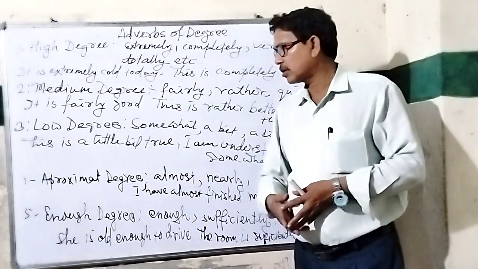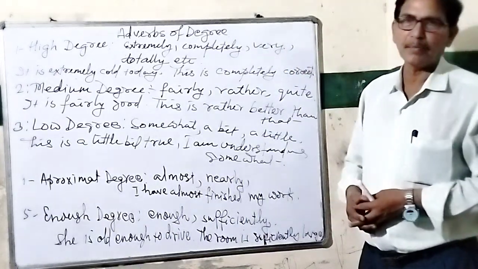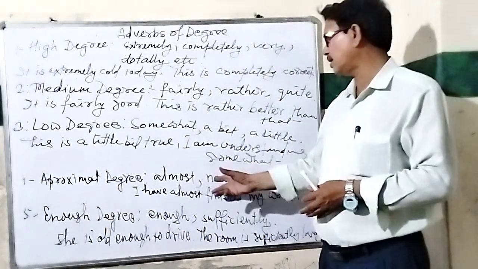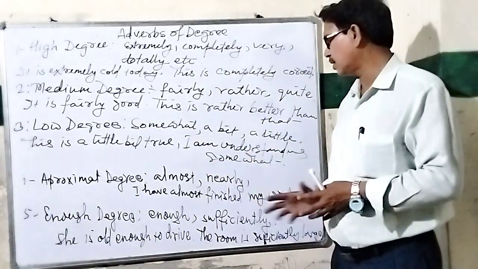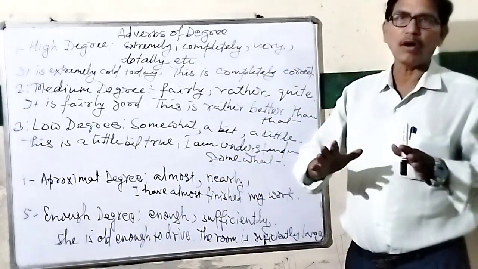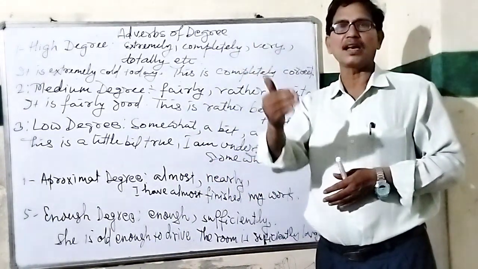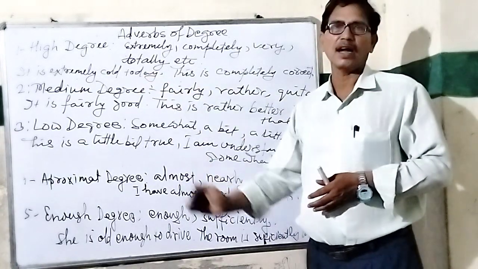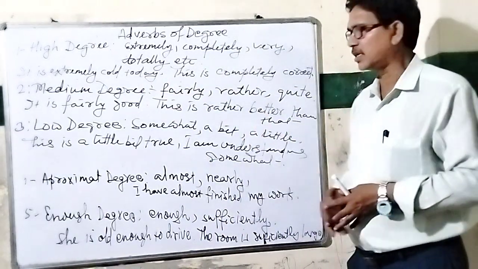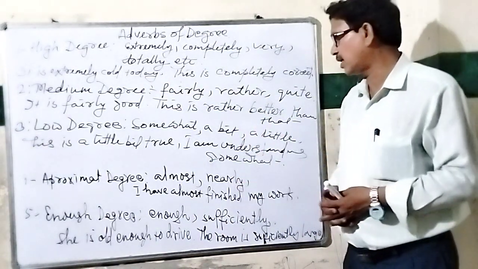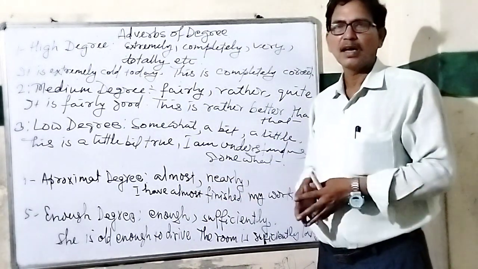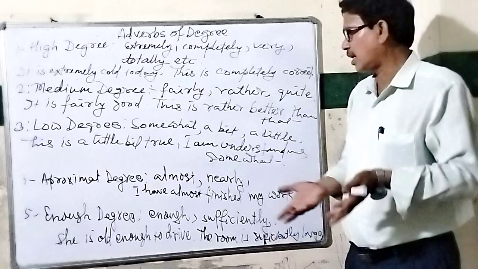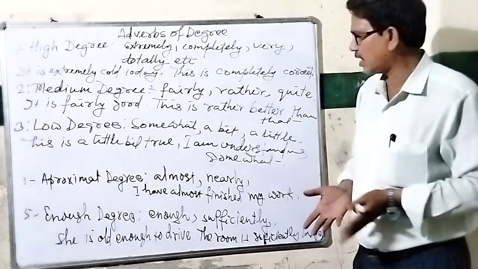Number 4, we are going to see approximate degree. Approximate means almost, nearly. I have almost finished. It means less than high degree, but more than medium degree. This is called approximate degree. I have almost finished the work. I have nearly finished this work.